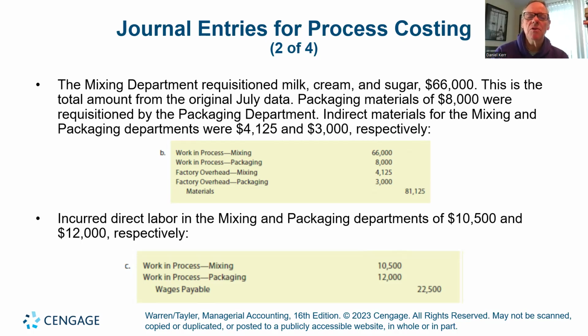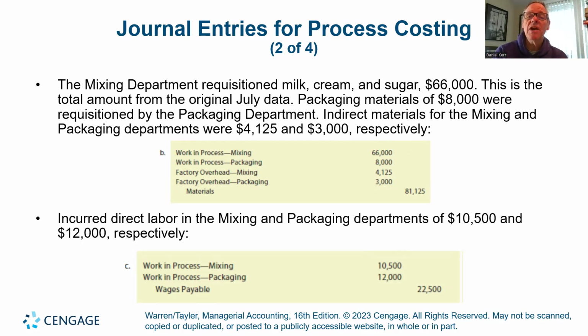Well, it went to work in process mixing, it went to work in process packaging. Those were for direct materials. Notice I got 2 work in process accounts. And some of it was indirect materials. So I've got a debit to factory overhead mixing and factory overhead packaging.